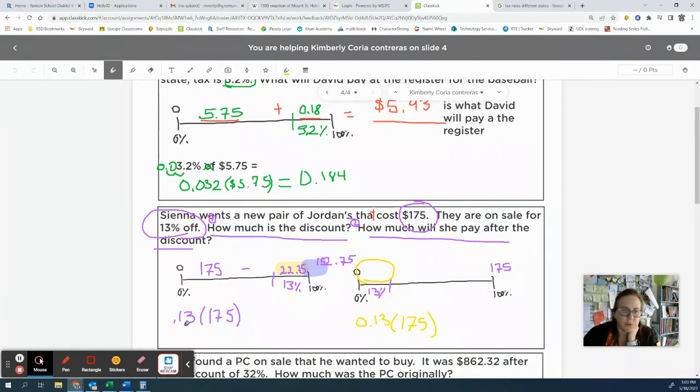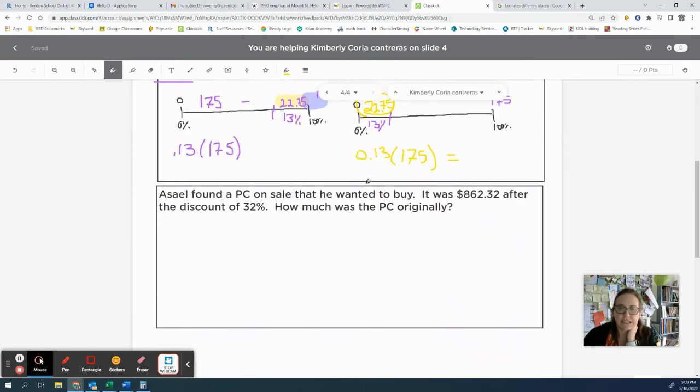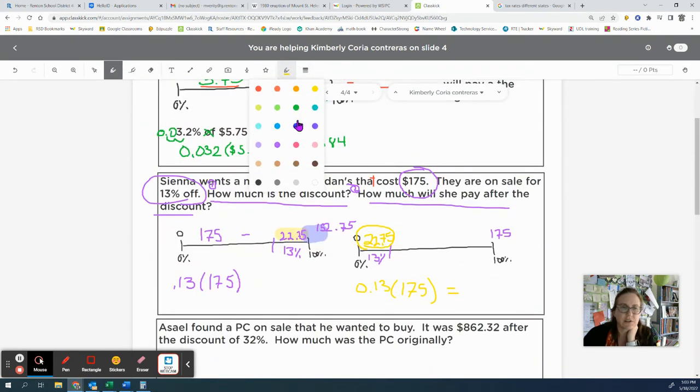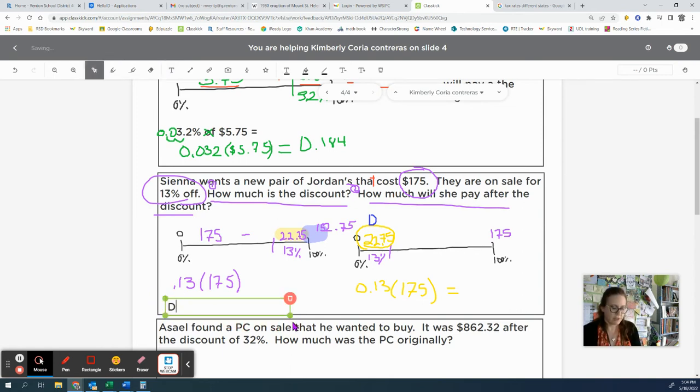So it's the same thing. It's the percent times the original number. And we end up with 22.75. So 22.75 is our discount. That's our discount. But we want to know how much the discount is. So we would say the discount, because there are two questions here. Discount is 22.75.